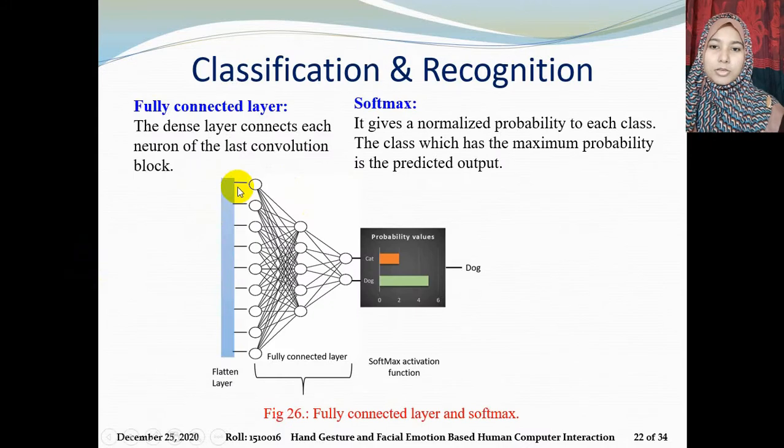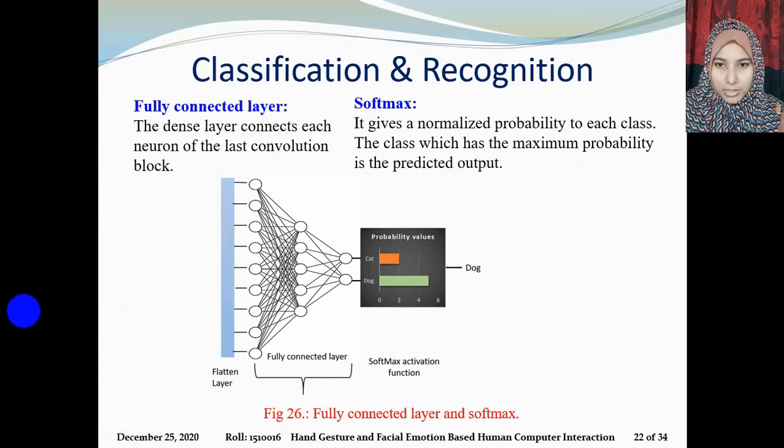In the last layer of the convolution layer, there is a process called flatten that converts the whole image into a one-dimensional array that is connected to the next fully connected layer's neurons. Each node will be connected to each other, and then we use a softmax function in the output layer that gives a normalized probability to each class, and the class which has the maximum probability is the predicted output. In this case we can see that the dog has the highest probability value, which is why this is the output class.